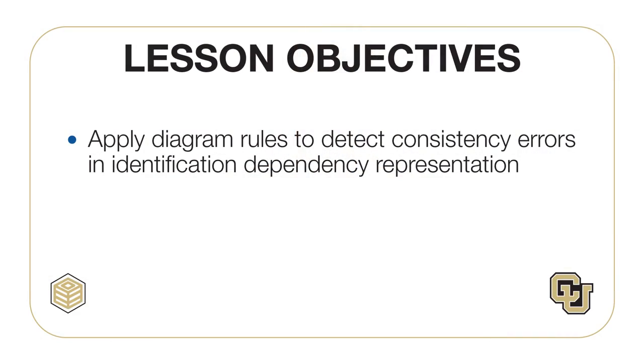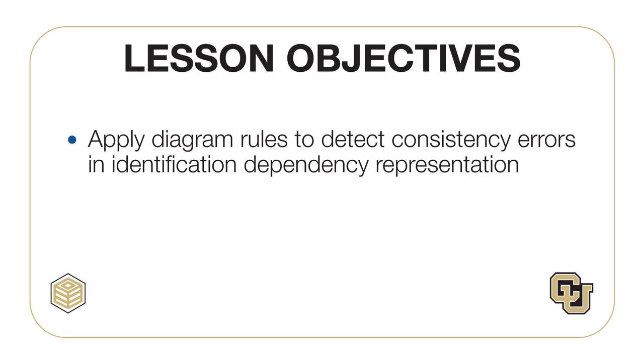Lesson 2 extends Lesson 1 with coverage of additional diagram rules. Novice data modelers often make errors in parts of an ERD covered by the diagram rules presented in Lesson 2. The objectives in this lesson involve the more difficult parts of an ERD. You want to apply the diagram rules to avoid notational errors and identification dependency. You should apply 3 diagram rules to check identification dependency in an ERD.